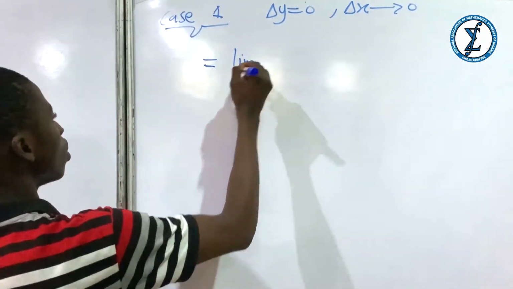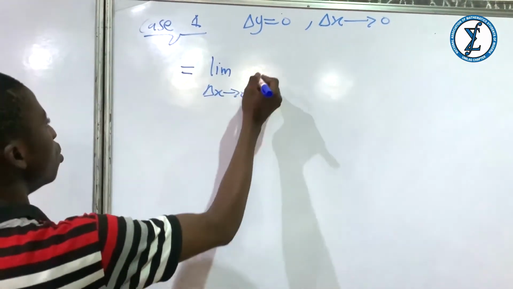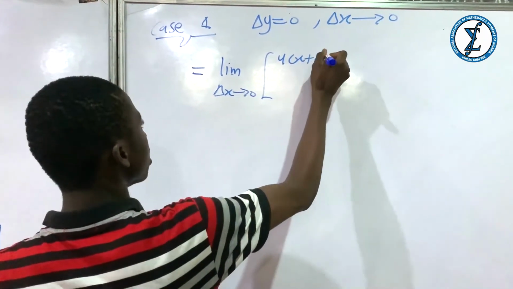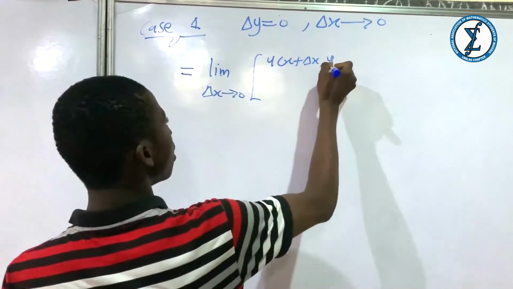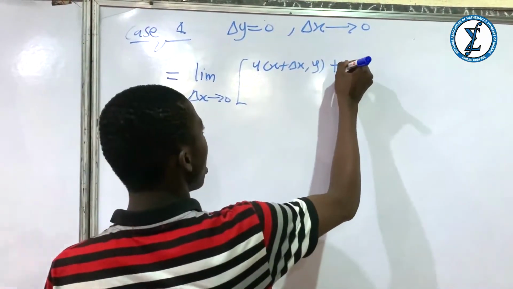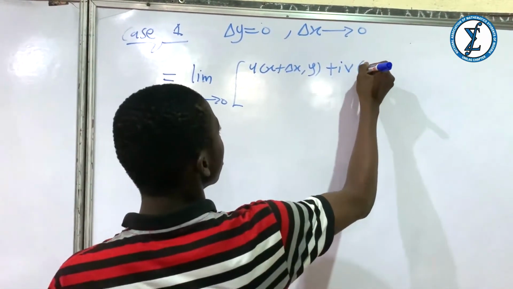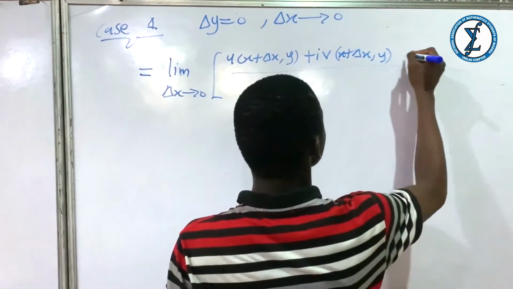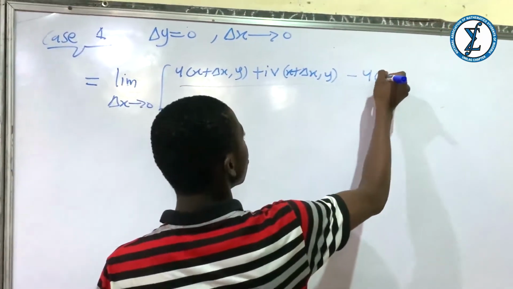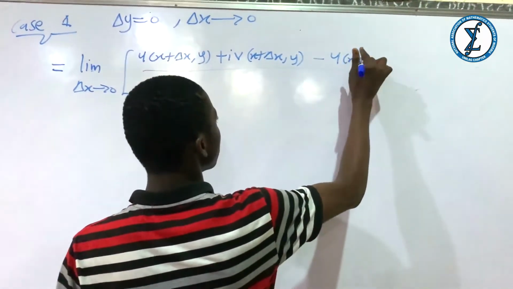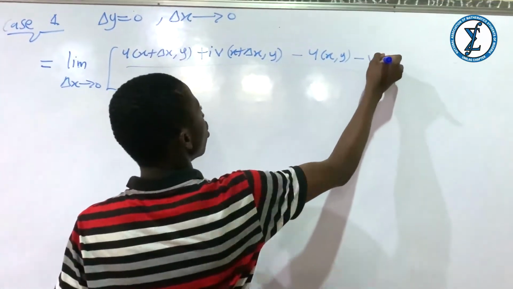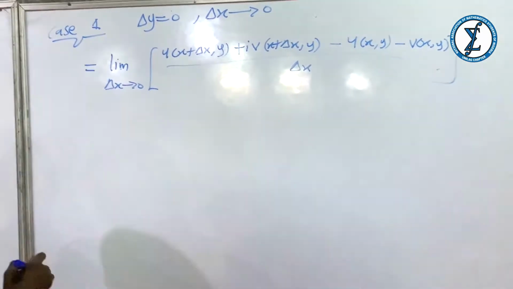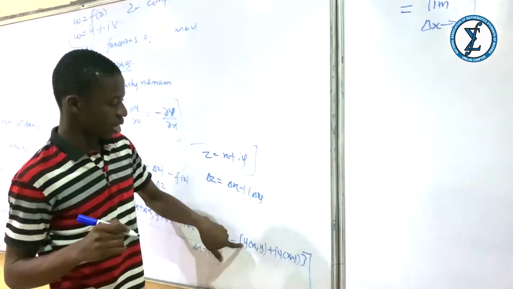the limit as delta x tends to 0 of U of x plus delta x, comma y, plus i V of x plus delta x, comma y, then minus U of x, y minus V of x, y, then over delta x. I just opened the bracket and there's a minus.